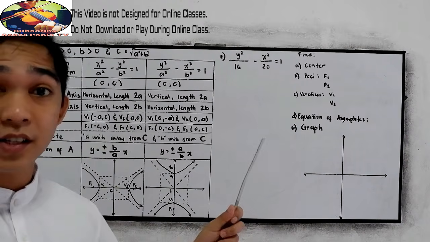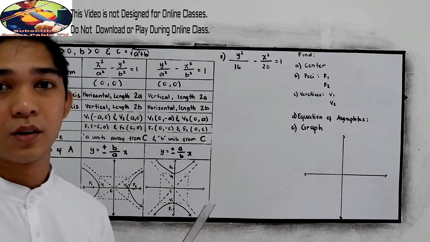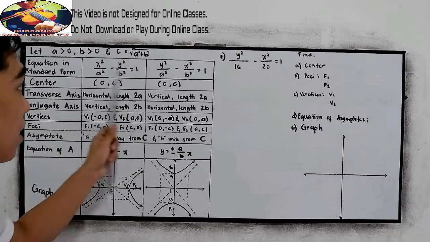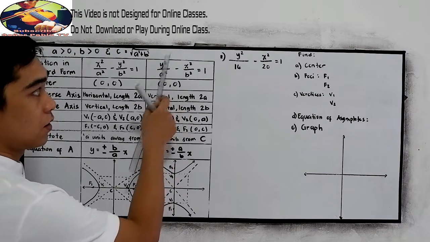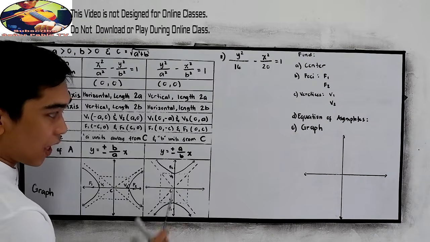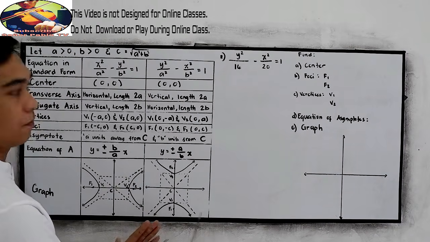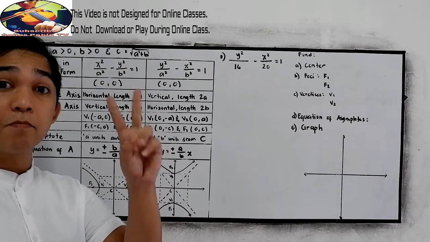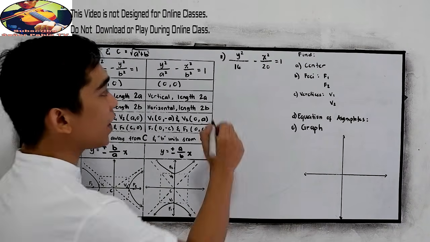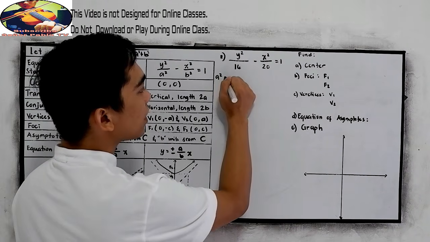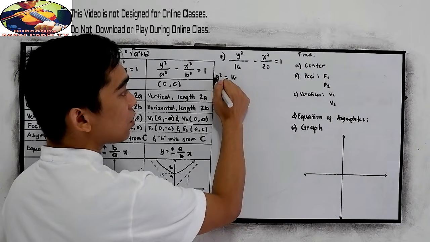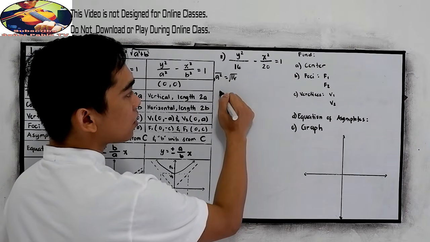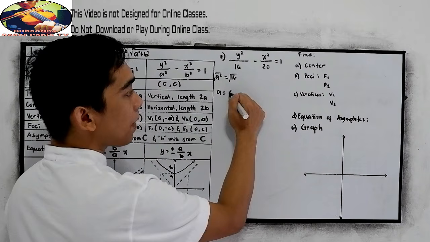So our center is 0, 0. And our equation in standard form is just like this one. So we're going to follow these steps in our table. Okay. Now let us find the a, b, and c. For our a squared is equal to 16. So get the square root. So our a is positive 4.